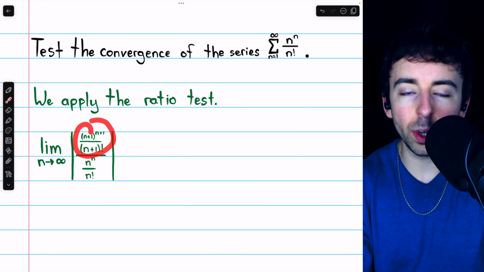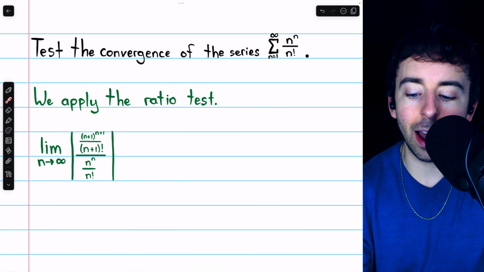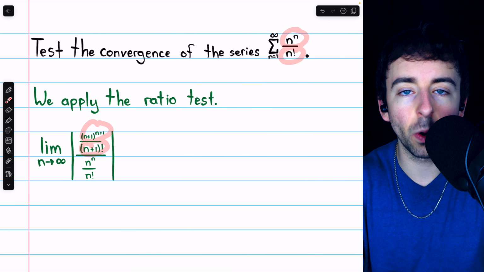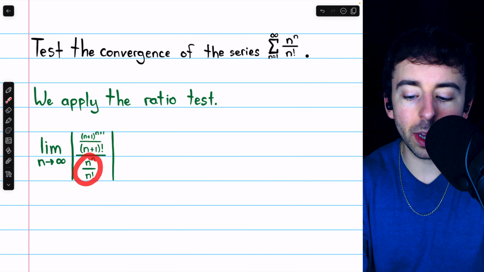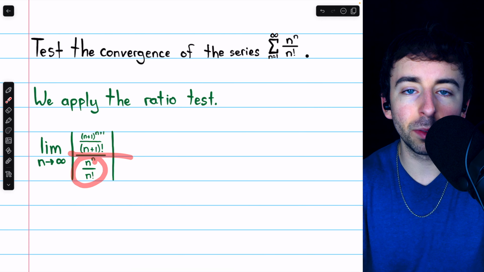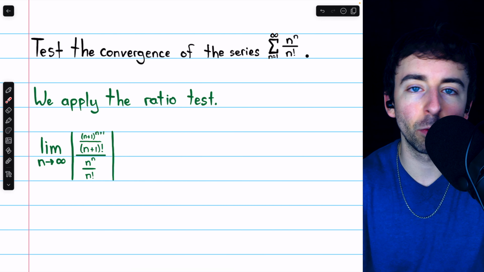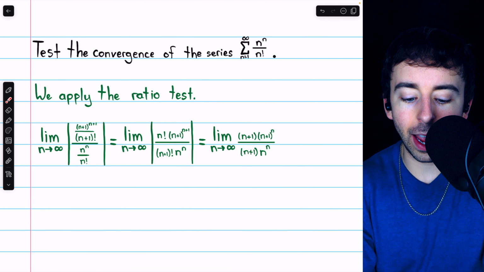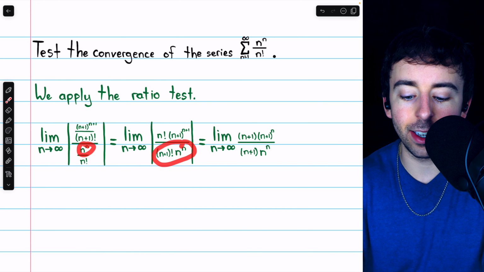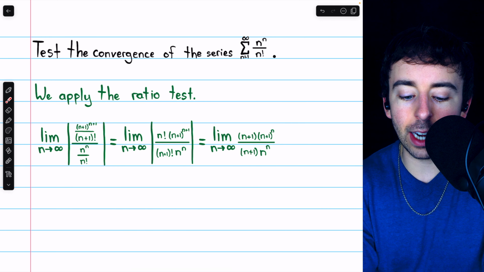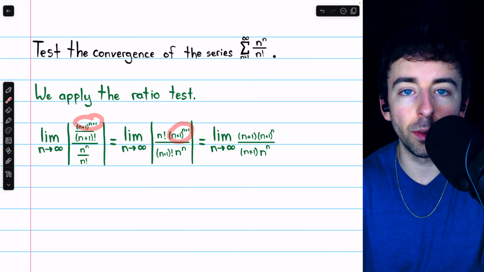So in the numerator, we have the n plus 1th term. That means n plus 1 to the n plus 1 divided by n plus 1 factorial. Then in the denominator, we have the nth term, which is just n to the n divided by n factorial. Now, of course, dividing by a fraction is the same as multiplying by the reciprocal, so we'll begin rewriting that. This means we're multiplying by n factorial in the numerator, and n to the n will actually be in the denominator. We, of course, also have n plus 1 factorial in the denominator, and n plus 1 to the n plus 1 in the numerator.